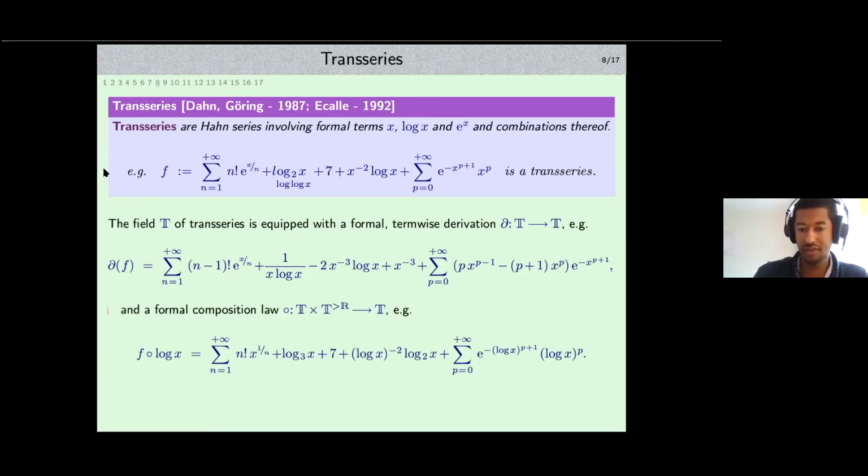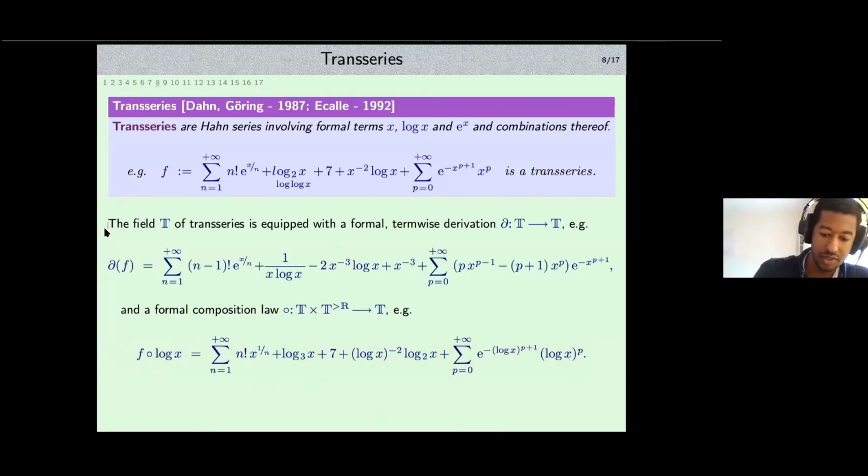You also have a quite original, not so original in the realm of series, but you also have a composition law, which allows one to plug a series, so here log x, into another one. So I plug log x into f by just replacing the variable x by log x. And then I do some simplifications. For instance, exponential of log is just x, and so on. So this is just an example. You get this transseries.